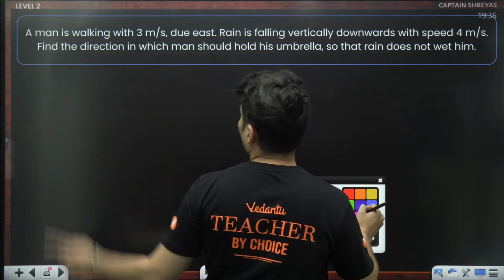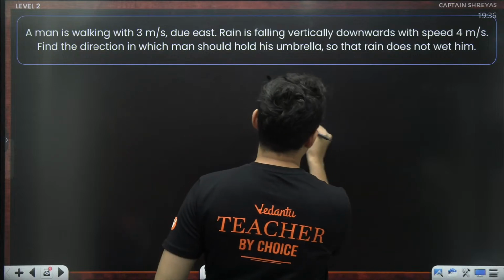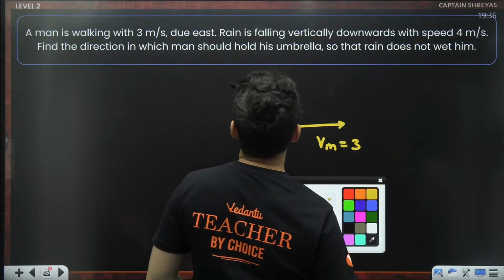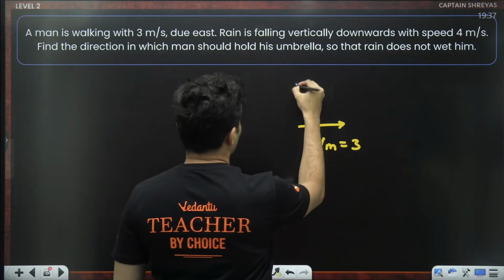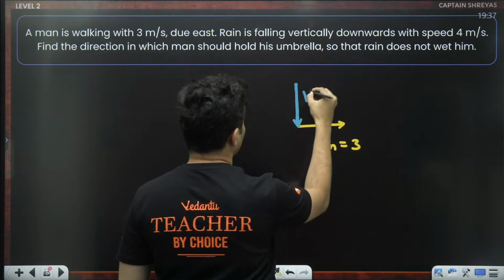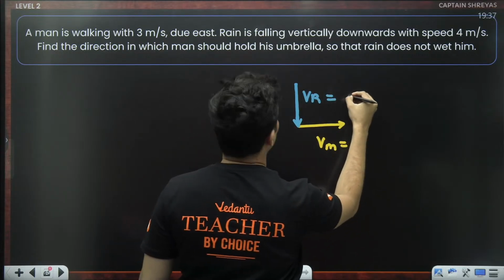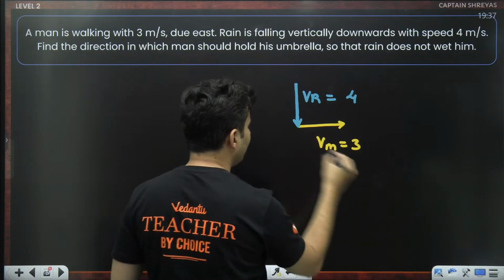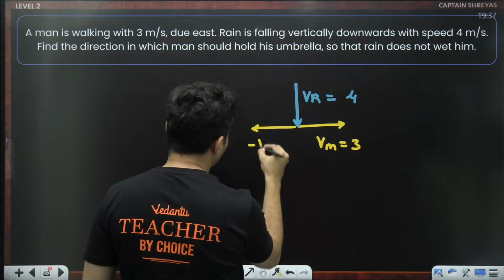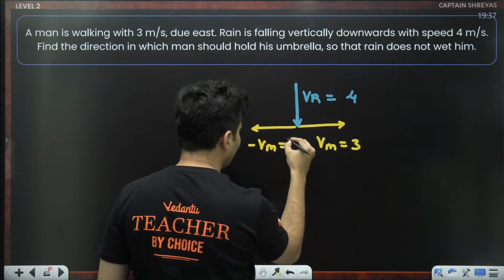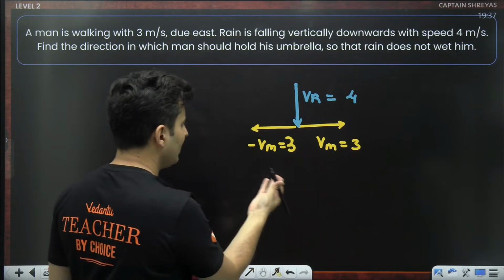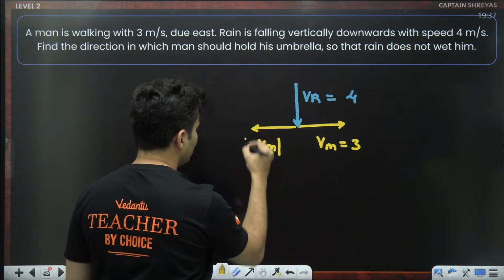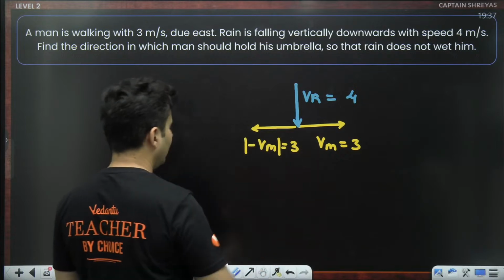Okay, simple. Man is walking with a speed of 3. So velocity of the man is 3, like this. The rain is falling vertically down. So velocity of the rain is like this. How much is it? 4. So VR minus Vm, I will need the negative Vm vector. So negative Vm vector will be here. Magnitude wise, it will still be 3. No change in that. This is the negative Vm vector.